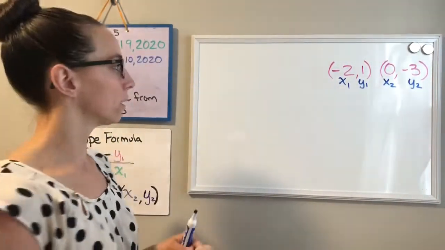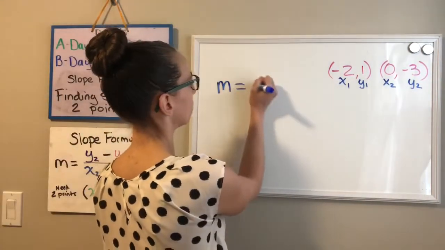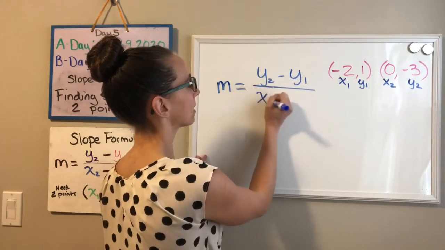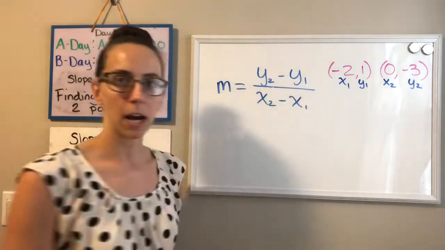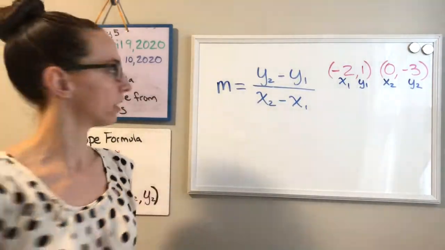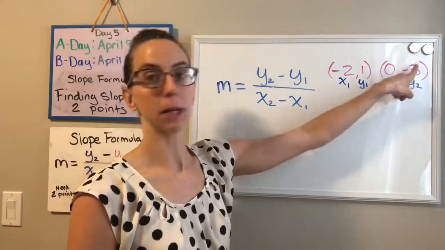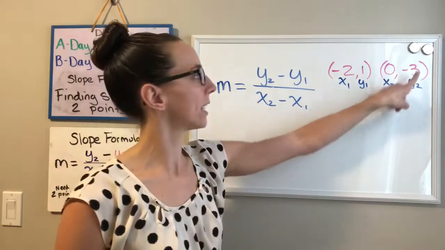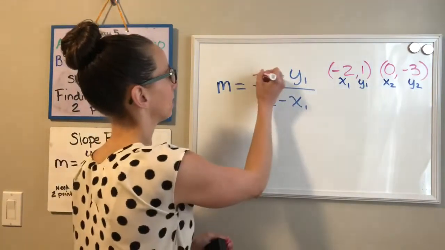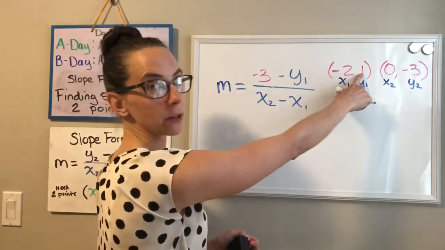So I can use my slope formula, which is m is equal to y2 minus y1 over x2 minus x1. And I'm just going to plug in each of these values for my function. My y2 gets replaced by whatever number is being represented by my y2 value. In this case, that number is -3. So the numerator is -3 minus my y1 value, which is 1.